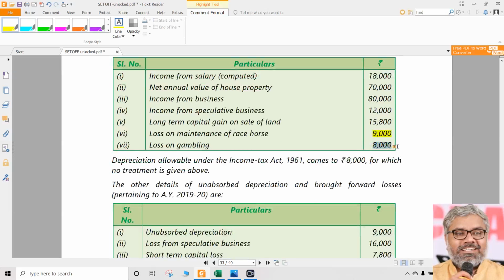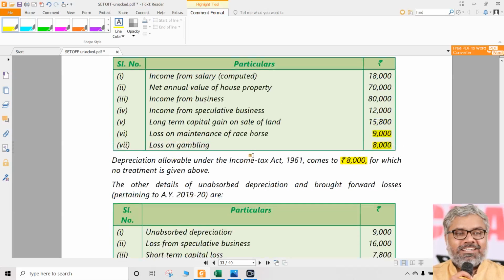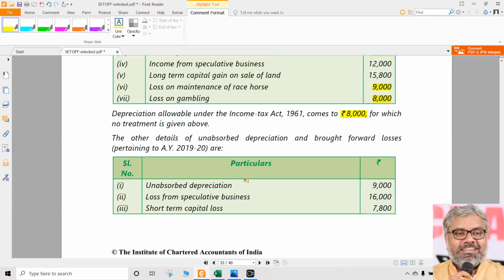Same way, loss on gambling, nothing to be done, no set off, no carry forward. And depreciation allowance under the Income Tax Act is 8,000, for which no treatment is given above. So definitely this 8,000 should be first deducted from income from business. Definitely under PGBP, 8,000 deduction has to be given. That is first priority. All things come later. But still there are some more things like unabsorbed depreciation. Can that be adjusted now in the current year? Absolutely yes, there is no problem.